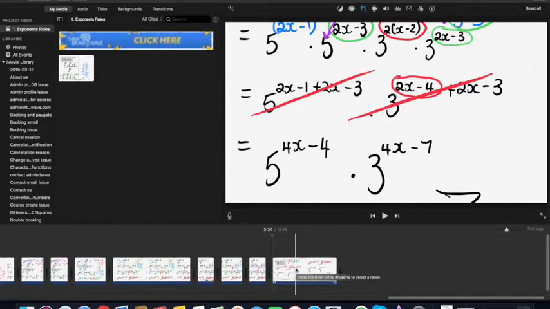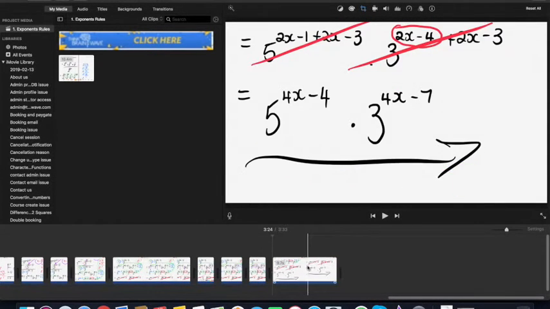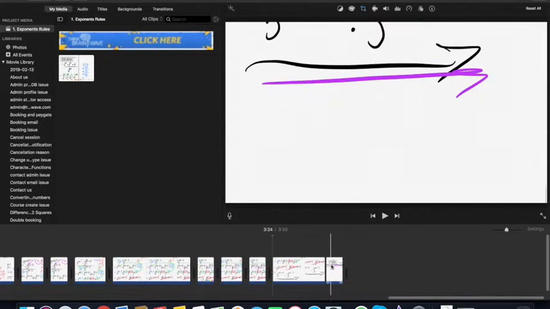Basically what you can see is you've got 5 to the 2x plus 2, that'll give you 4x. So then I'll say 4x is over here, and I'll say minus 1 minus 3 makes minus 4, and I'll say the base 3 carries down. You have 2x plus 2x gives you 4x, and minus 4 minus 3 gives minus 7. And at the end, I'll hit that purple, I'll say easy game, and that's me.